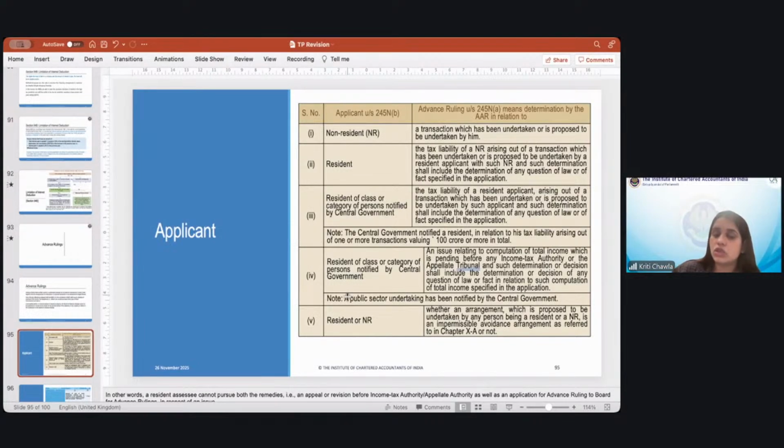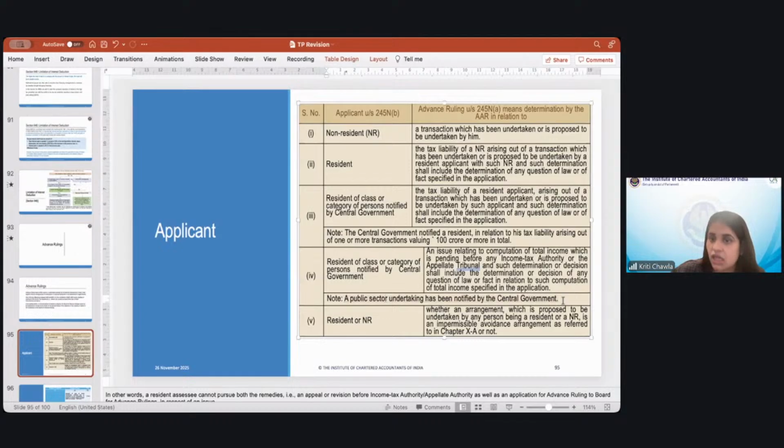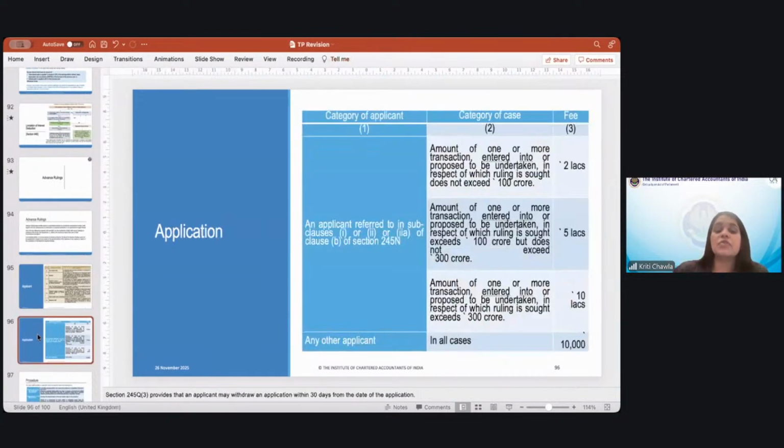Then it talks about public sector undertakings which have been notified by the central government. They can also go in for authority for advance ruling, even if there is a matter which is pending before any income tax authority or appellate tribunal, etc. Now, this is where I have mentioned the procedure. It provides that an applicant can actually withdraw an application within 30 days from the date of the application.